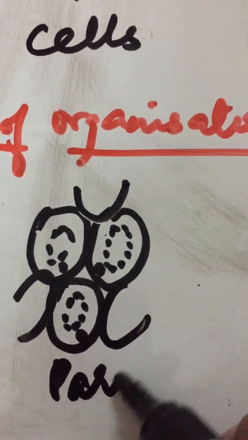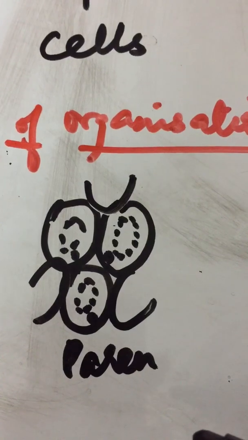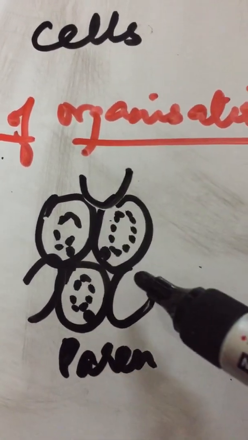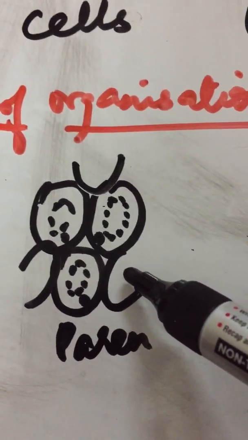And they are found in softer parts of the plant. Their main function is to store food. When these parenchyma cells contain a lot of chloroplasts, they also help in photosynthesis.